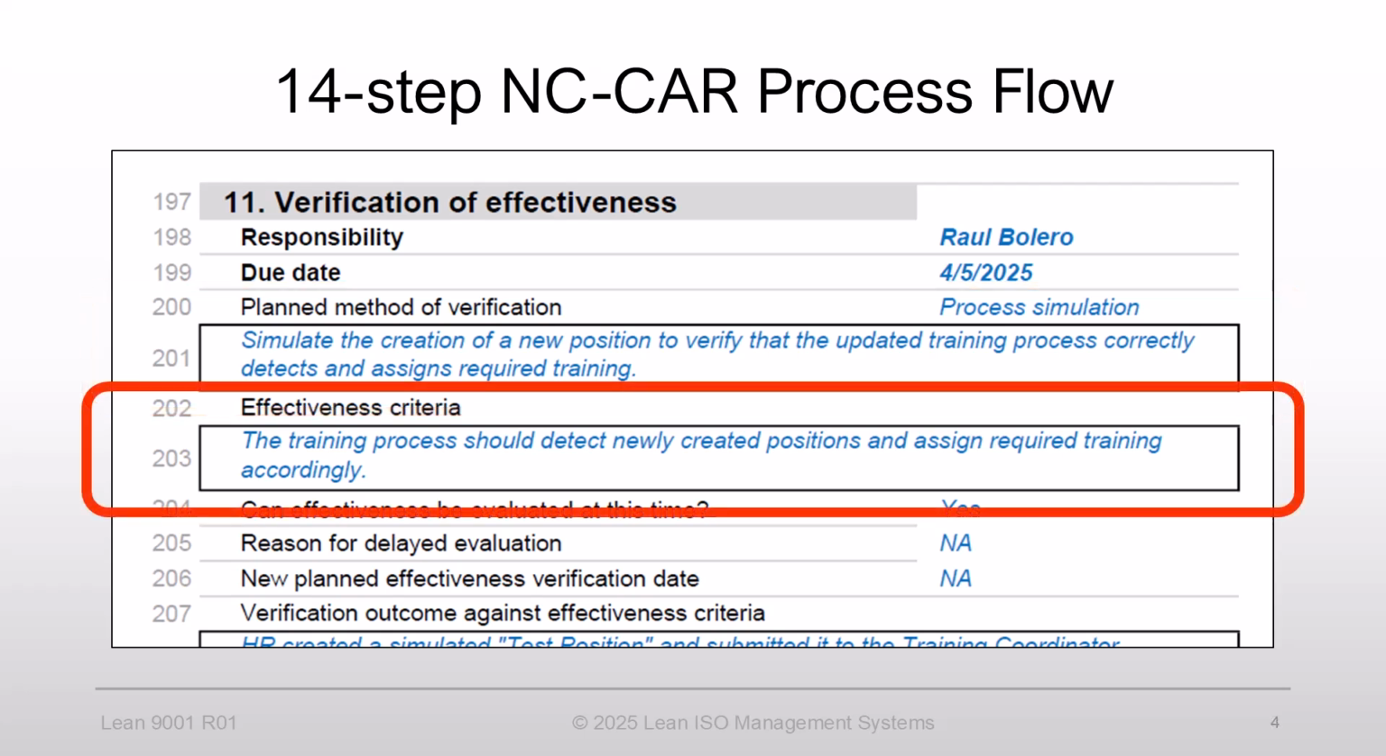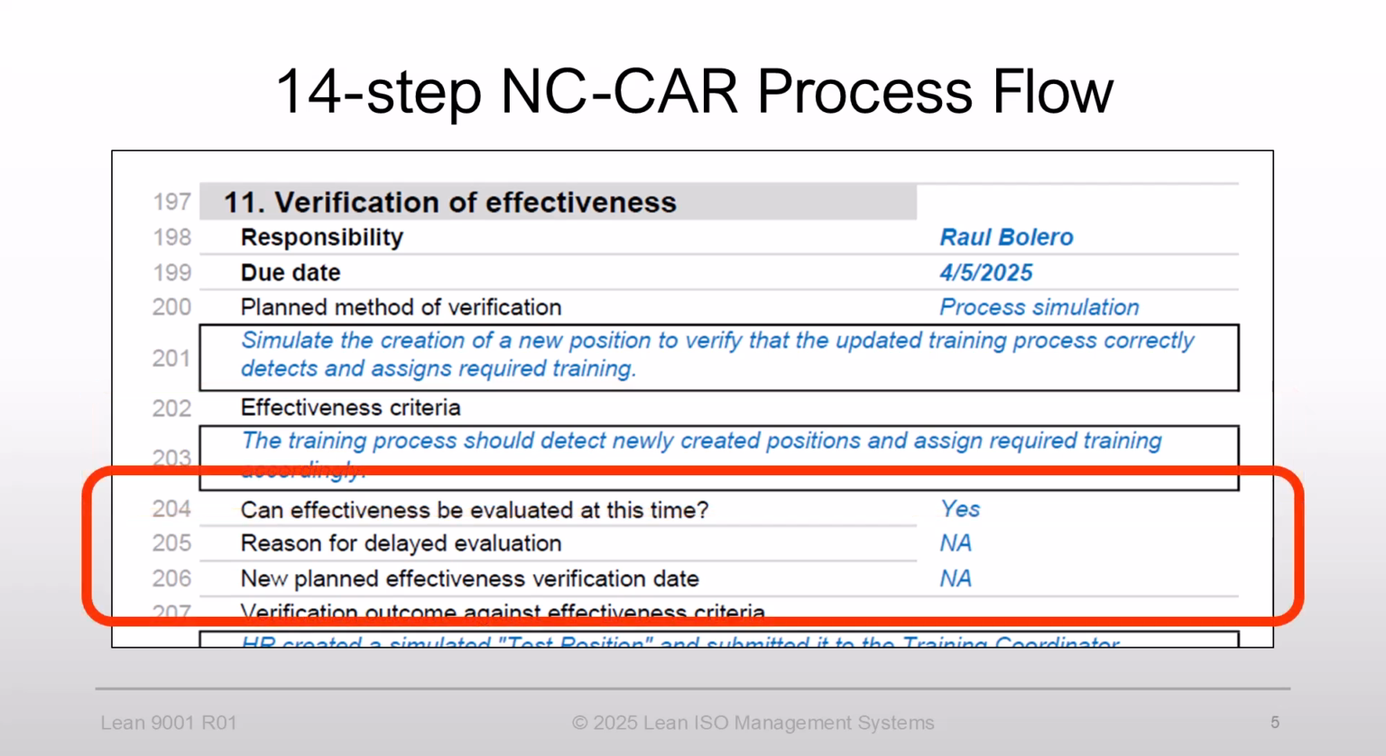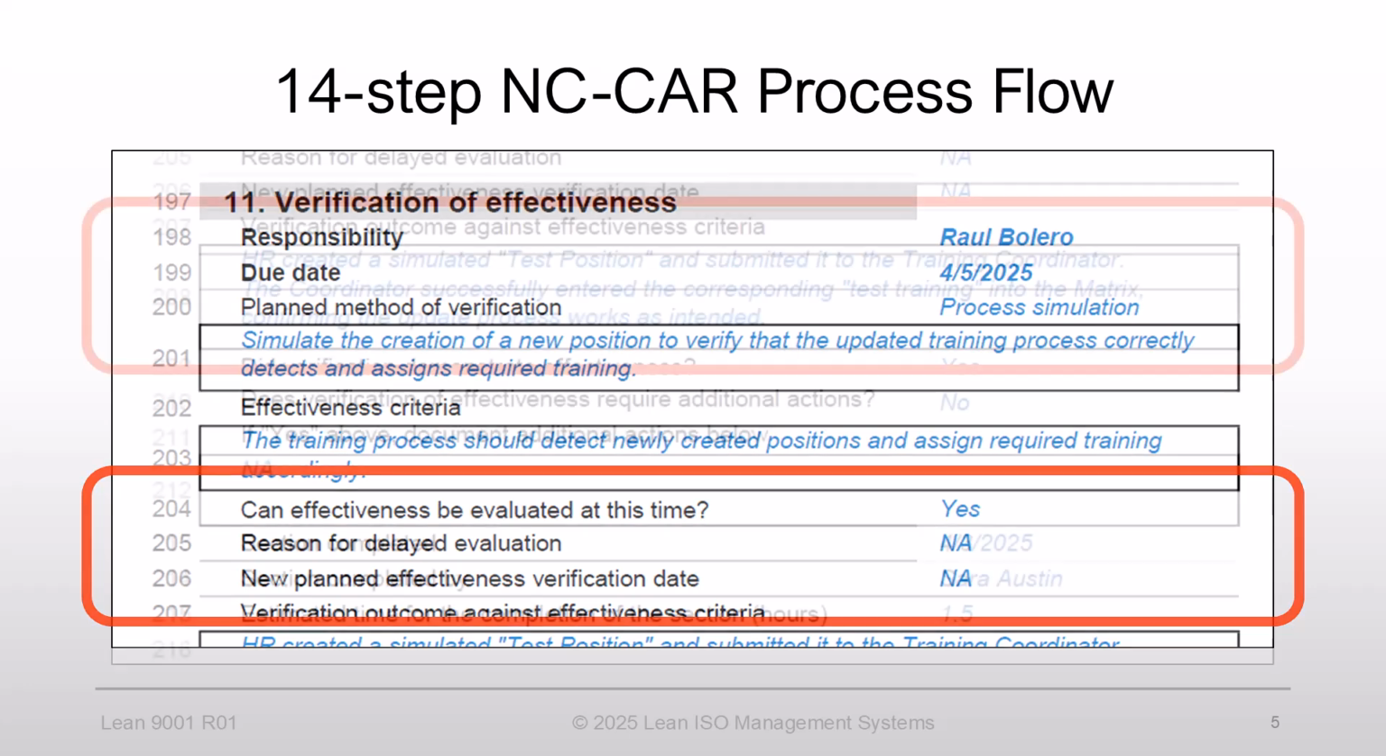In the following step, we document the acceptance criteria for the evaluation. The training process should detect newly created positions and allow assignment of required training accordingly. Next, we determine if the evaluation can be performed without delay. In many cases, immediate evaluation may be impossible, as we may wait for the customer's or a supplier's response. We may need to wait for the representative process performance trends, etc. Our case is simple. We can evaluate effectiveness right away.